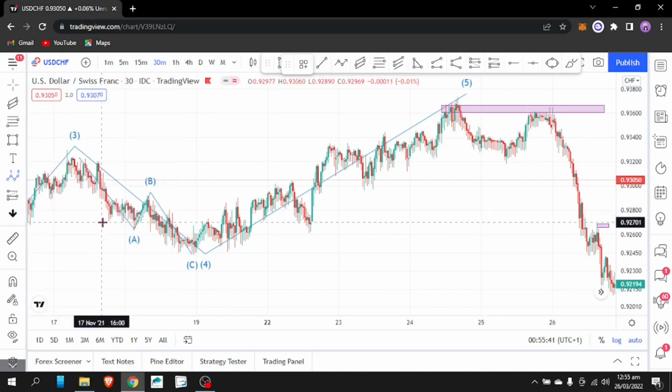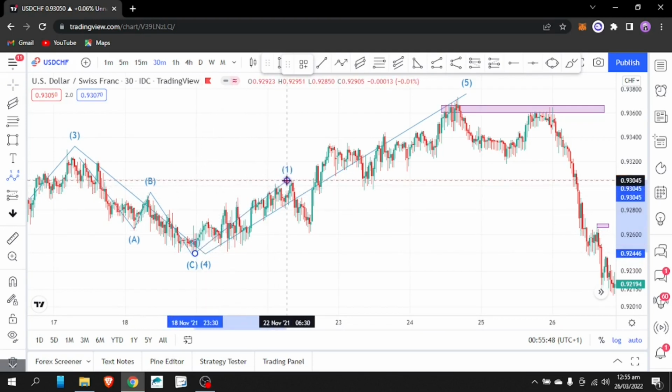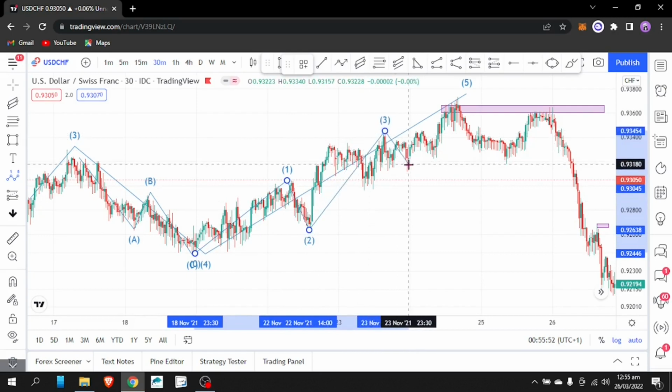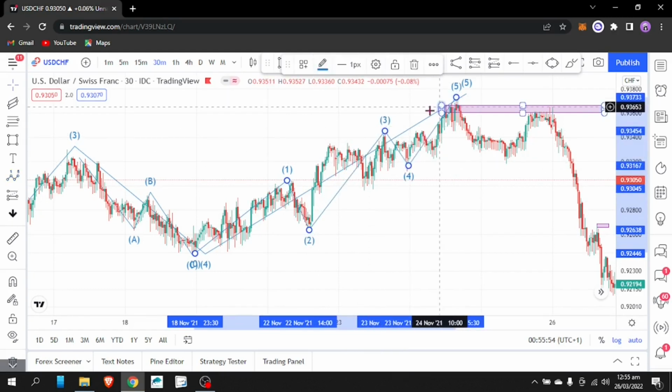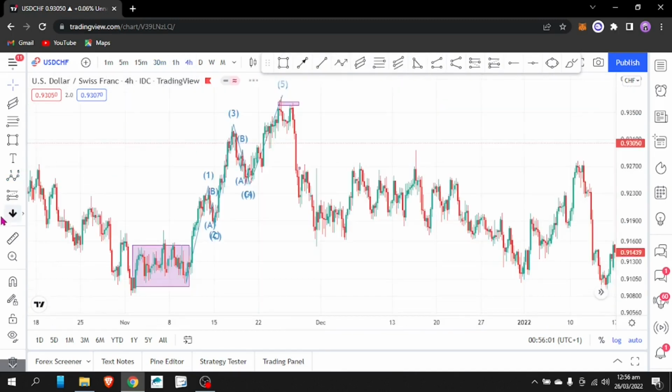Also click on the 5-wave again. From here you can see you have, let's say, 1, 2, 3, 4, 5. This is how it works, as simple as that. Now back to the 4-hour time frame.